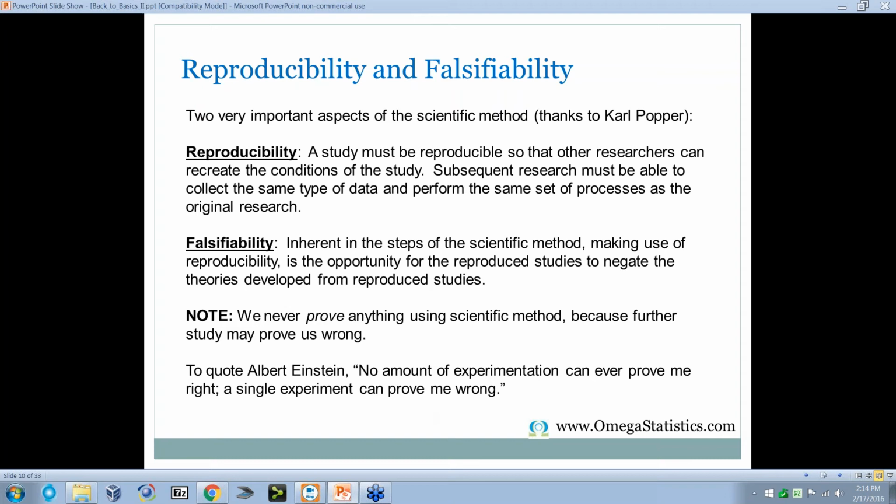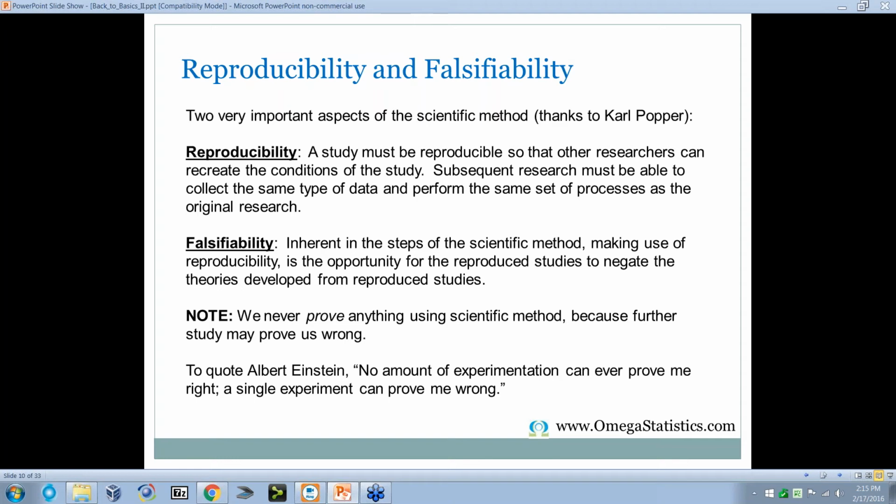Here are those two words I've been talking about, two very important aspects of the scientific method, thanks to Karl Popper, a scientist and philosopher, a very interesting person. Reproducibility means that a study must be reproducible so that other researchers can create the conditions of the study. Subsequent research must be able to collect the same type of data and perform the same set of processes as the original research. If a person can't reproduce your study, if you don't give them enough information as far as data collection, how it was coded, information like that, then it's going to be difficult for somebody to go out and test your same hypotheses and come up with their conclusions.